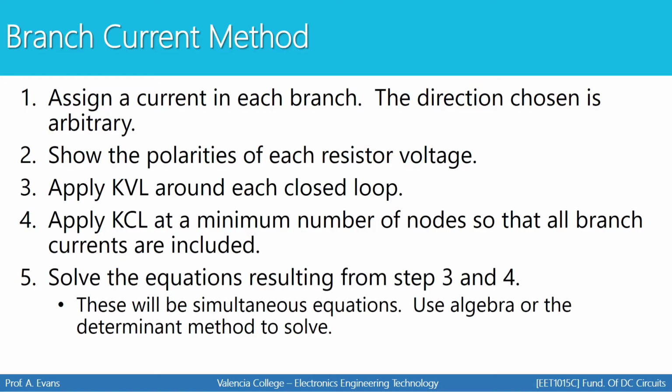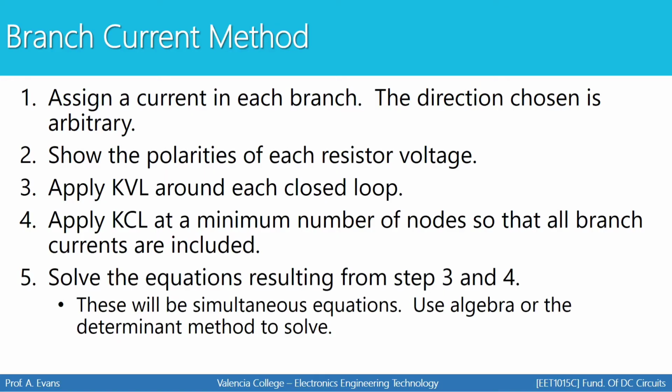The branch current method is a method you can use to find an unknown quantity in a circuit. You begin by assigning a current to each branch in the circuit. You can decide what direction you want that current to be. It's completely arbitrary. Your answer at the end of the problem will tell you if the direction you picked was correct. If not, you would simply reverse the direction of your current when continuing to study the circuit.